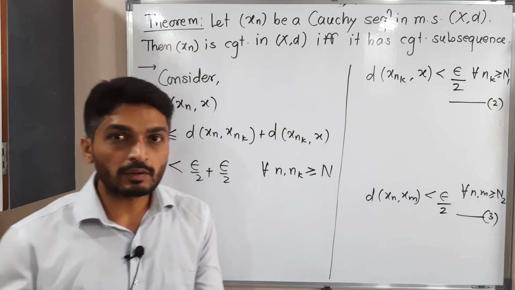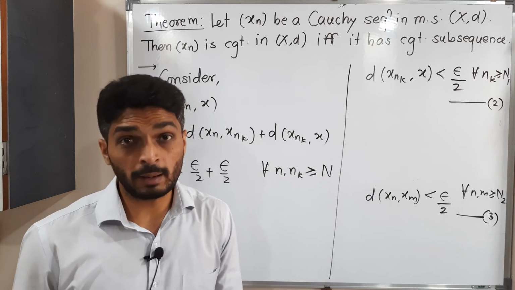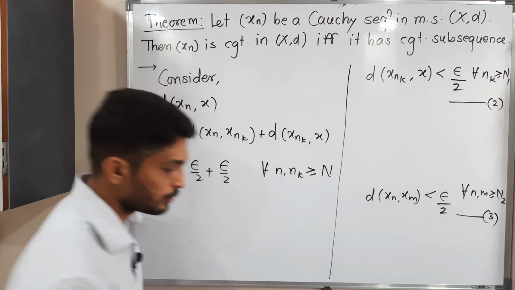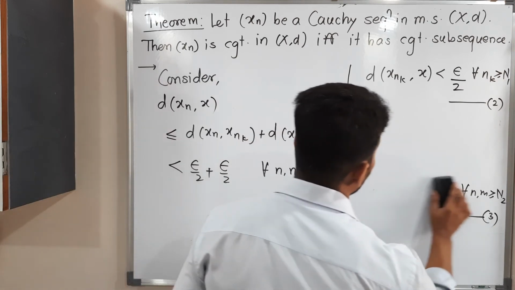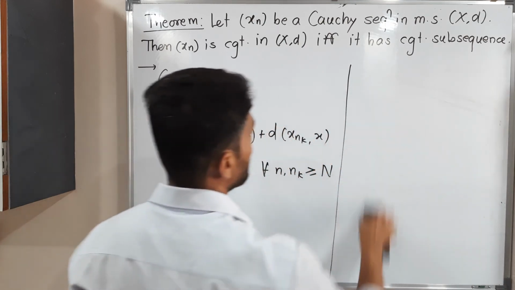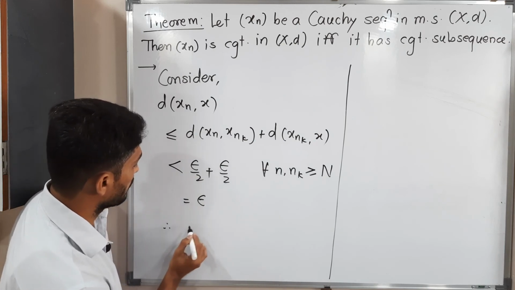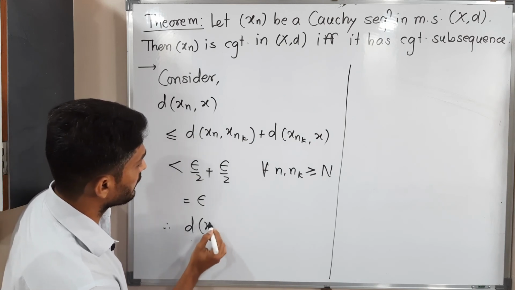So as we have defined capital N, which is true for, that means both of 2 and 3 are true for this capital N. So that's why we can write it. So it is not required. Let me remove this part now. Okay. So epsilon by 2 plus epsilon by 2, what do we get? This is epsilon.